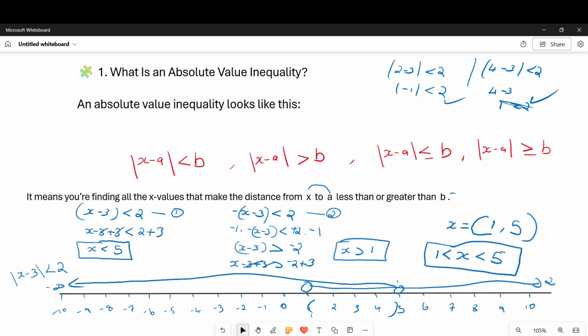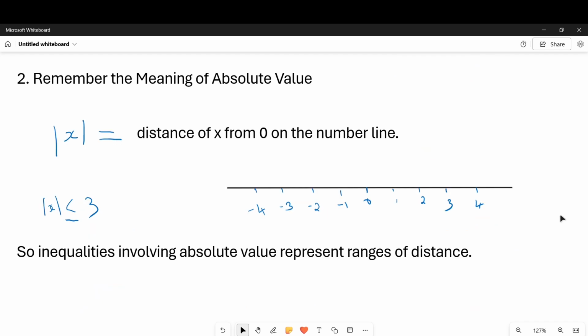Okay, this is how we solve an absolute value inequality. Going forward, we will see more examples. The next topic is to remember the meaning of absolute value. We just want to recollect it. The absolute value of x means the distance of x from 0 on the number line. Whatever the value of x, whether to the left or right, in the negative or positive direction, no matter which direction, we only consider the distance.